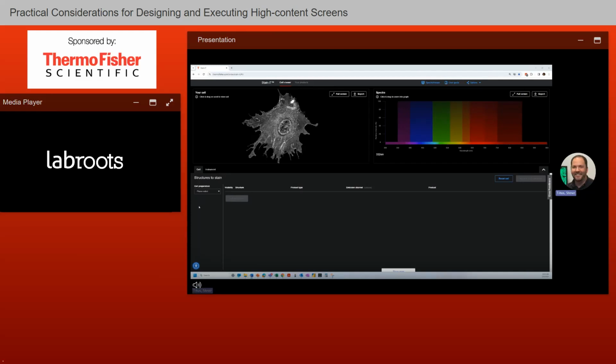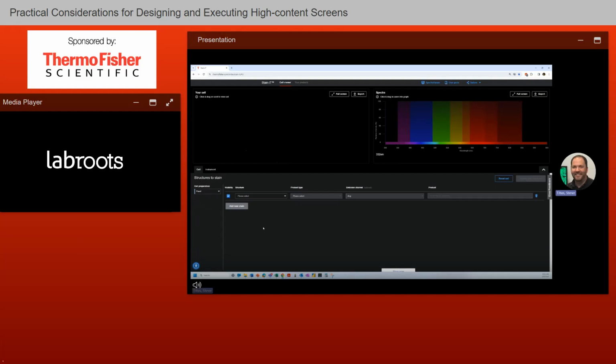So you start with the cell preparation window by selecting live, fixed, or fixable. Live refers to products that are suitable for live cell experiments. Fixed refers to products that are added to cells after fixation, and fixable refers to products that are added to live cells that retain their fluorescence properties after undergoing fixation. So for this example, I will choose fixed. Then I will select add new stain, and I will start by selecting a structure. In this case, I'll start with nucleus.